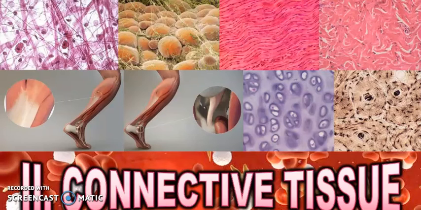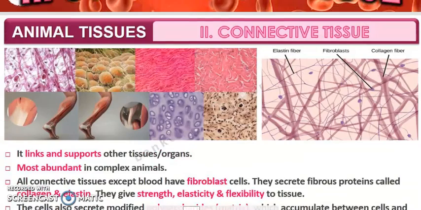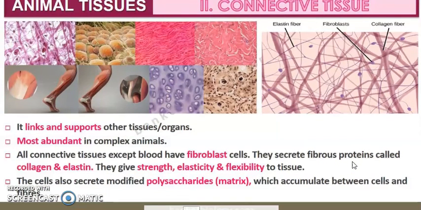So as the name says, they are connective tissues because of the special functions which they do. And what is the special function? They help in linking and supporting other tissues or organs of the body. Why did that name come? It is because they act as a link and they support other tissues and organs, right? That is why we are calling them connective tissue.